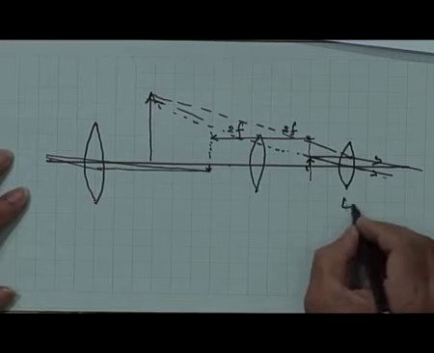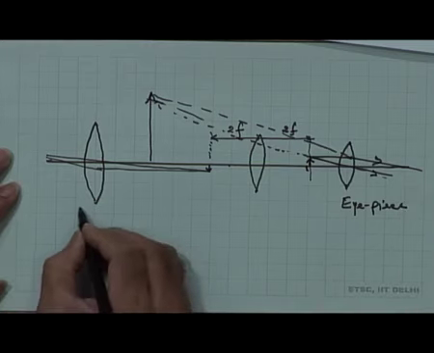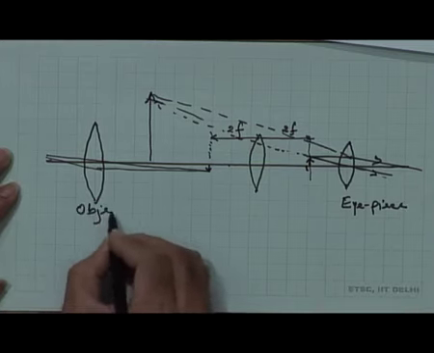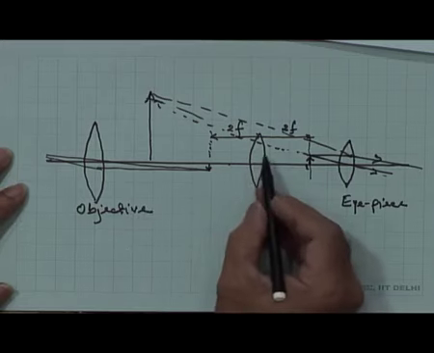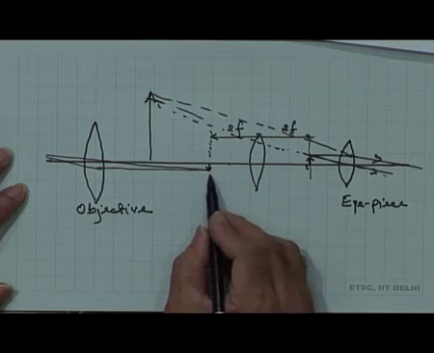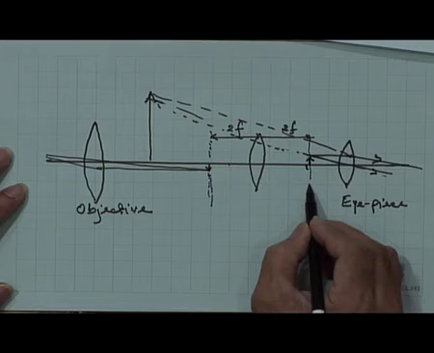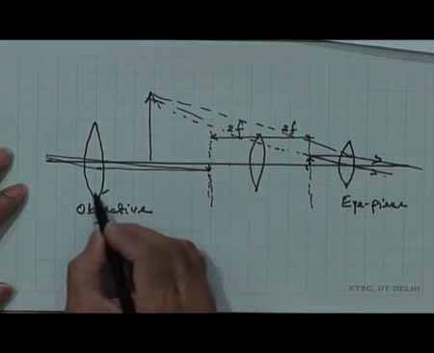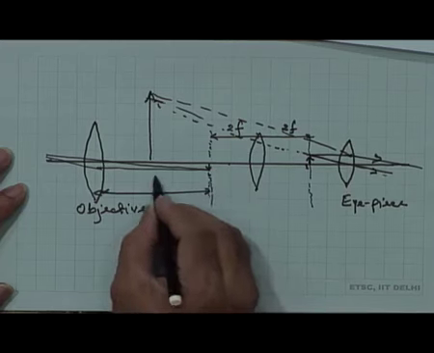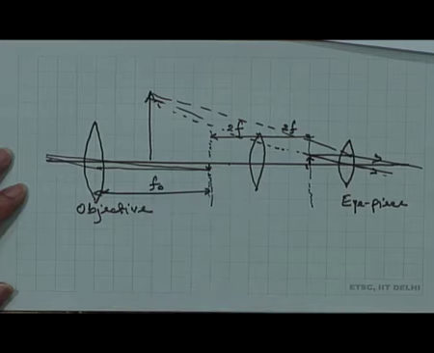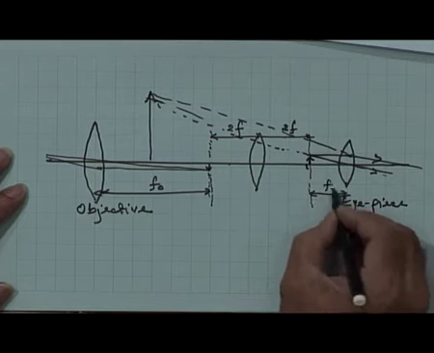So, this is the original eyepiece, this is the objective as before. The only thing that we have added is a lens here, such that the original image is formed. So, this distance now, if you recall, the image is formed at FO and this is FE, this is FE.